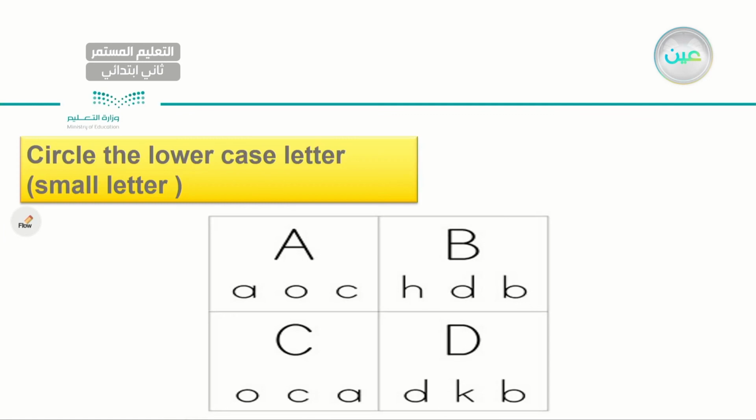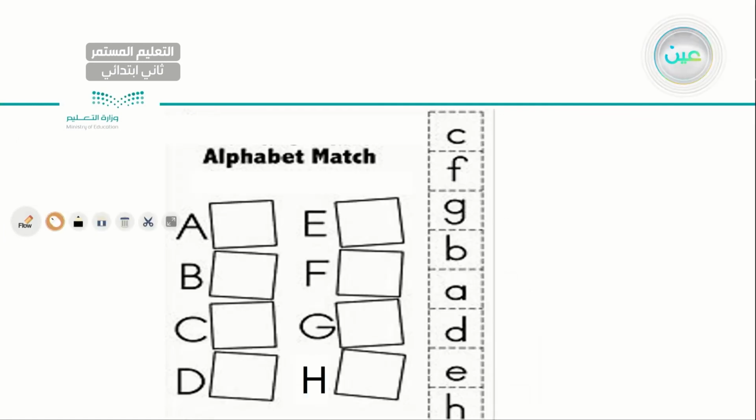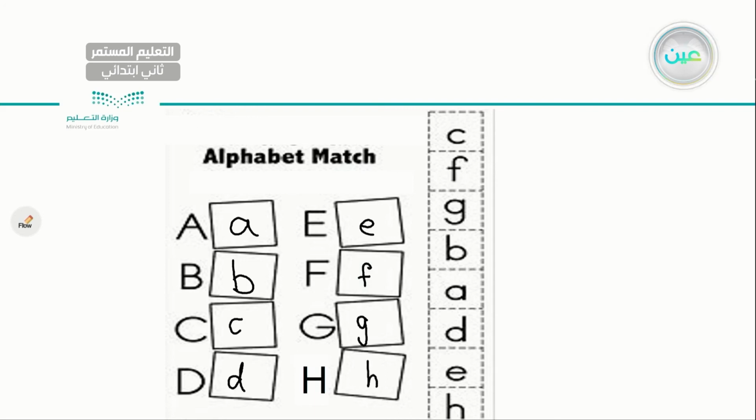So, let's try to write them down. This is a small a. Next I have letter B. Small b. I have C. Small c. Small d, small e, F, G and H. Very good, very good. Now let's go to the next one.